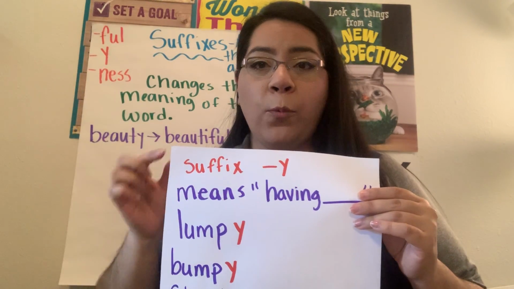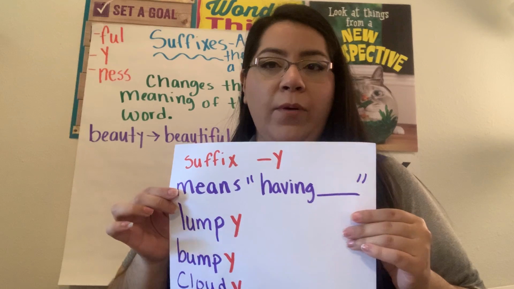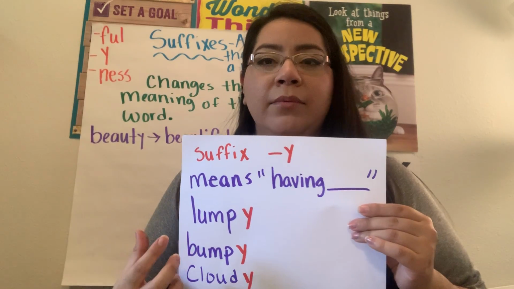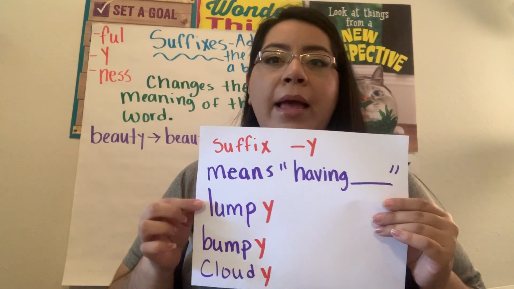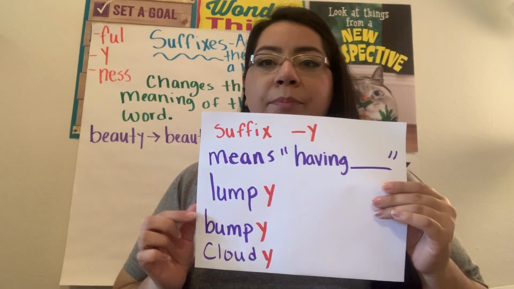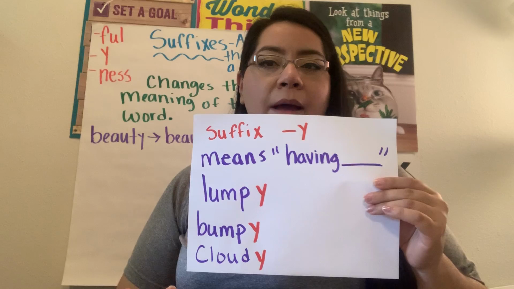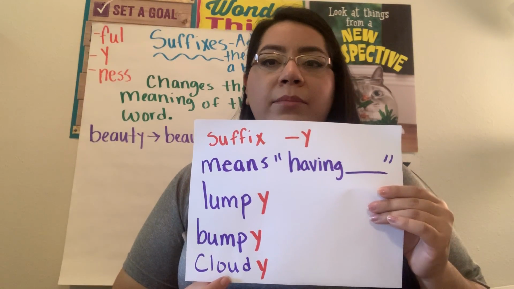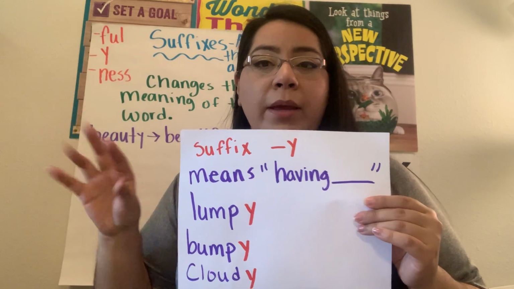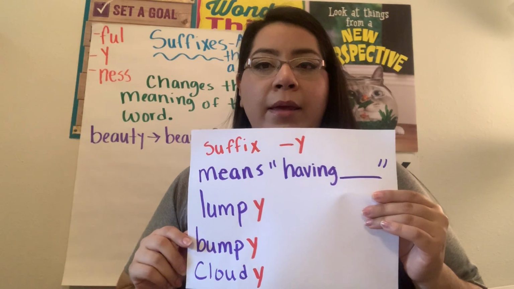Now, the suffix Y, not the letter Y, but suffix Y means having, okay? Having something, okay? Lump, lumpy, bump, bumpy, cloud, cloudy, and we saw that with cloudy, okay? That means it looks dark, shadowy outside. It's cloudy, okay?